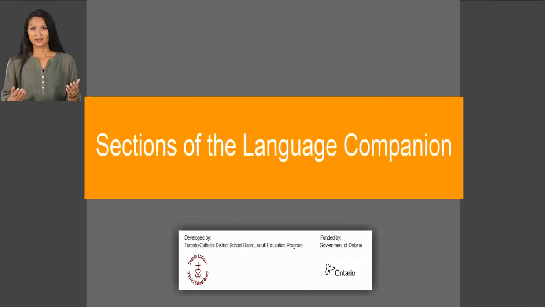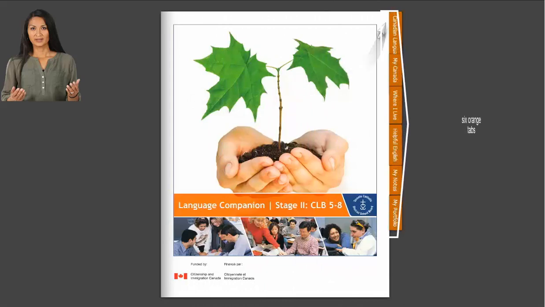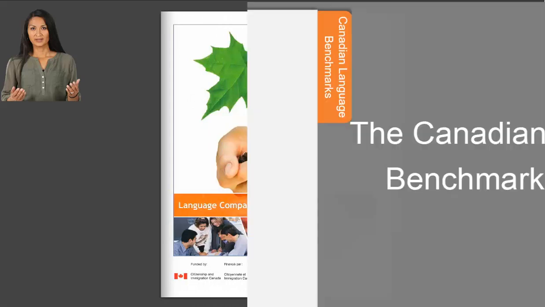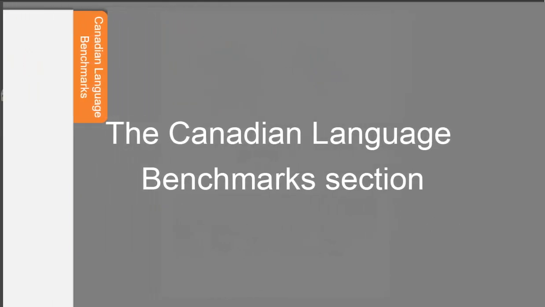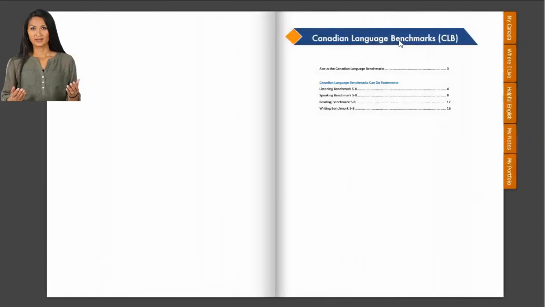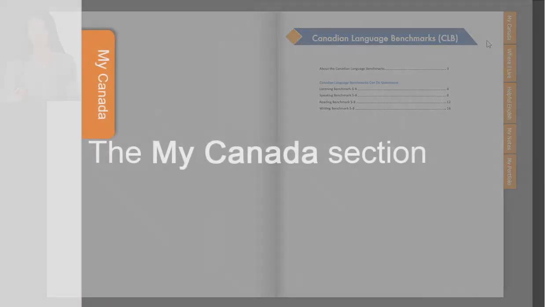In this video, we will take a look at the sections separated by orange tabs in your Language Companion. The first section is called Canadian Language Benchmarks. The Canadian Language Benchmarks, also called the CLB, are used in Canada to describe English language proficiency. We will talk about this section in a different video, so we will skip it for now.